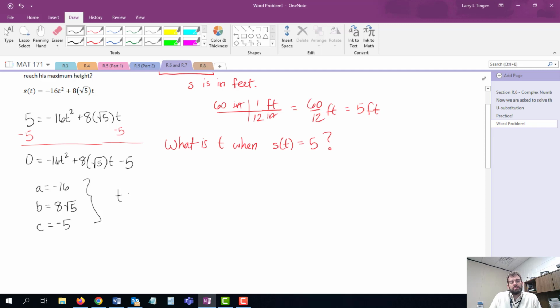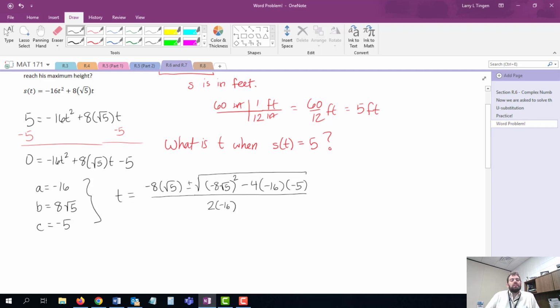The quadratic equation says that T is equal to the opposite of B, which is negative 8 times the square root of 5, plus or minus the square root of B squared, negative 8 times the square root of 5, all squared, minus 4 times A times C. Close that. All divided by 2 times A.